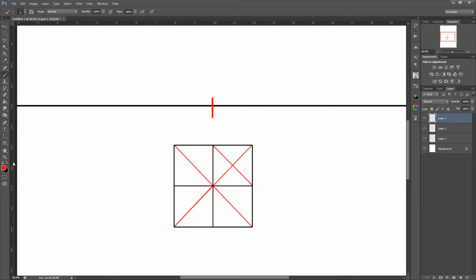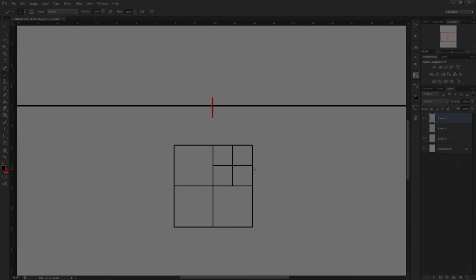And again, go to the center where the two meet, and there you can see they're equally divided up into smaller boxes or smaller squares.